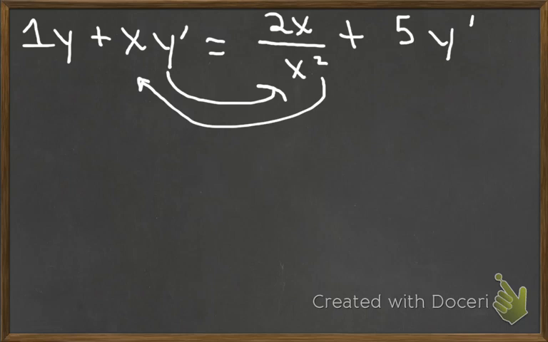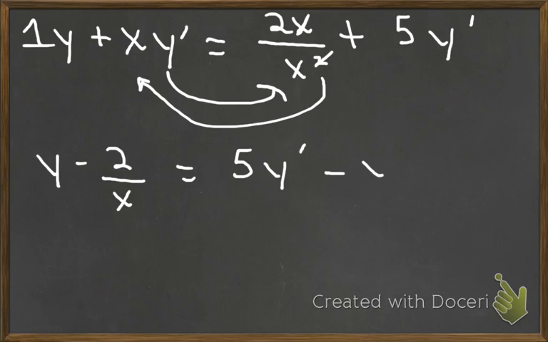So I end up with, on the left-hand side, y minus, now if I can cancel these, I imagine, right, there's one x there to cancel and then one there, so that's going to be minus 2 over x is equal to, I've got a 5y prime minus an xy prime.